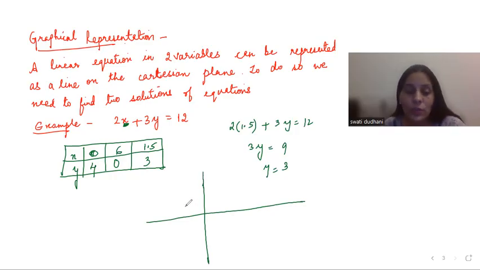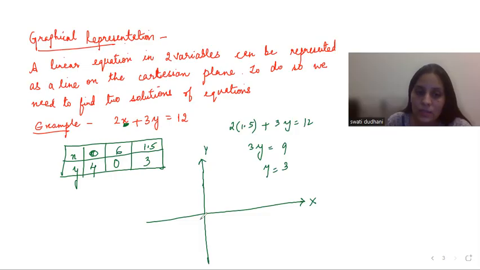For a linear equation, you will always end up having a straight line. Now this is your x-axis and this is your y-axis. The first point is 0, 4. 0, 4 will be on the y-axis. Let's take here, this is 4. Now 6, 0. 6, 0 will be on the x-axis. So this is my point 6, and the point is here. Next, 1.5, 3: x-axis 1.5 and y-axis 3. Maybe let's take somewhere here.